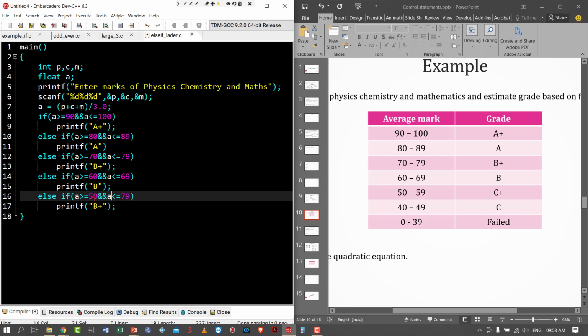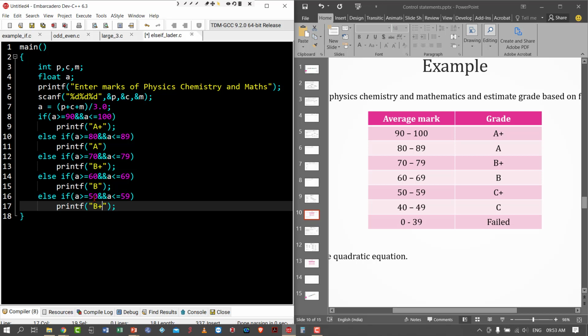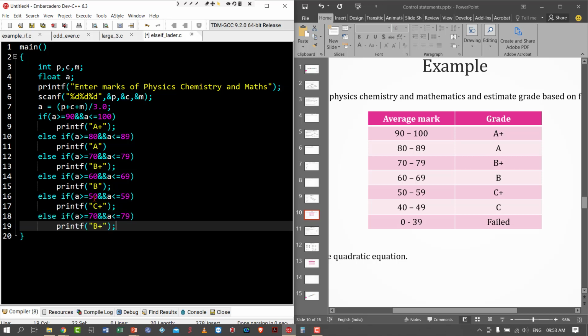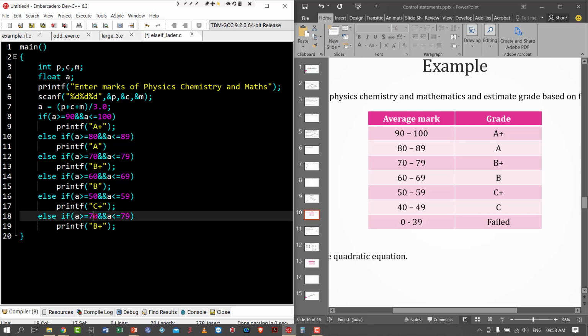Else if a greater than or equal to 50 and a less than or equal to 59, it is C plus. Here it is 40 and 49.